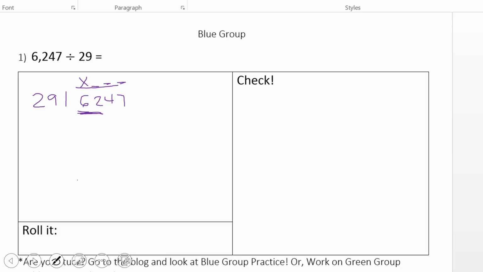So I always first think about estimating to get the best guess of how many times my divisor rolls into my whole number. So I'm going to say, okay, I'm going to roll 29. That's going to become a 30. So I'll roll my 3s until I get to 62. So 3, 6. Oh, it looks like I should stop. So a 2 should pop up.